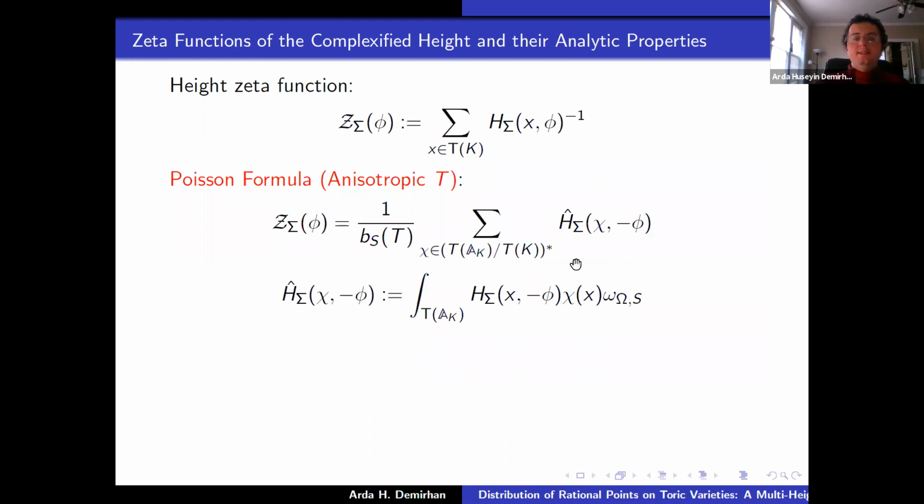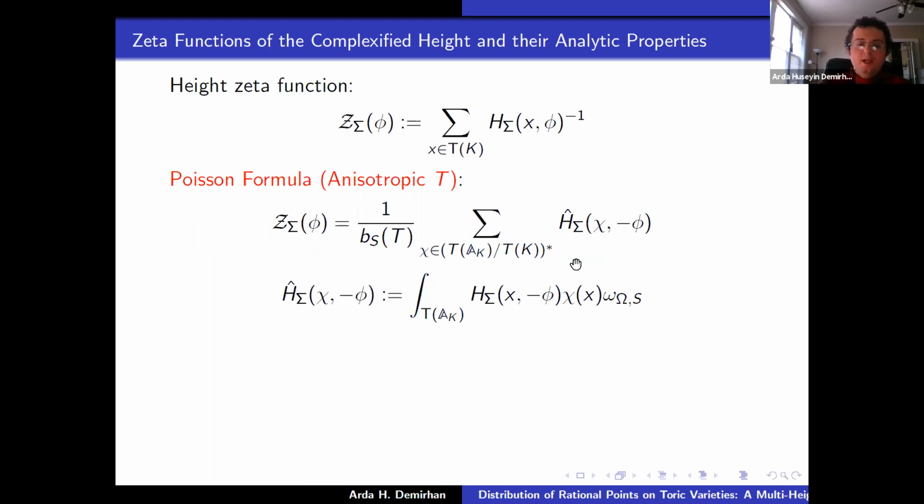By using global heights, we define the height zeta function just as we define Riemann zeta functions. In fact, I already defined it for the less abstract setting. Here, Z sigma phi is equal to the sum of the reciprocal of H sigma of x, phi, where the sum is over all k rational points of T. In this definition, I'm summing over the k points in T, not the whole toric variety.